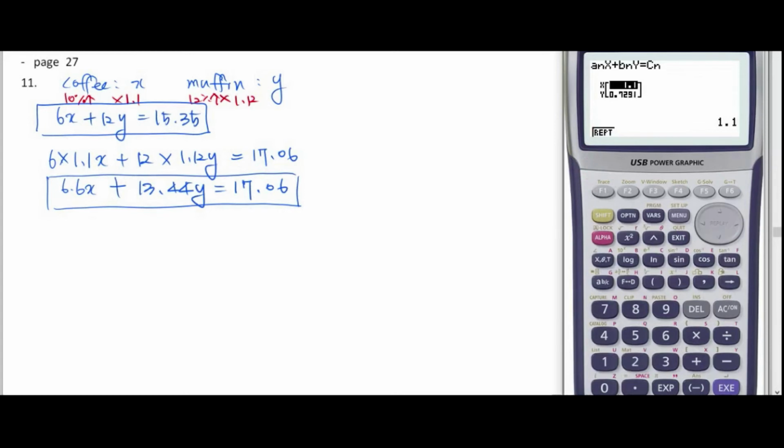So it just gave us the price of muffins and coffee. X is 1.1 and Y is 0.7291. Like this, we can simply get those by using calculators. But because this is the original price, we should multiply 1.1 and 1.12 from here. Because it's increased by 10%, again we'll just multiply it.